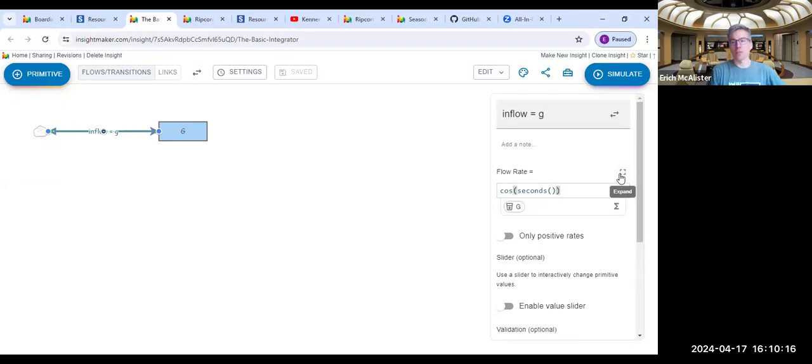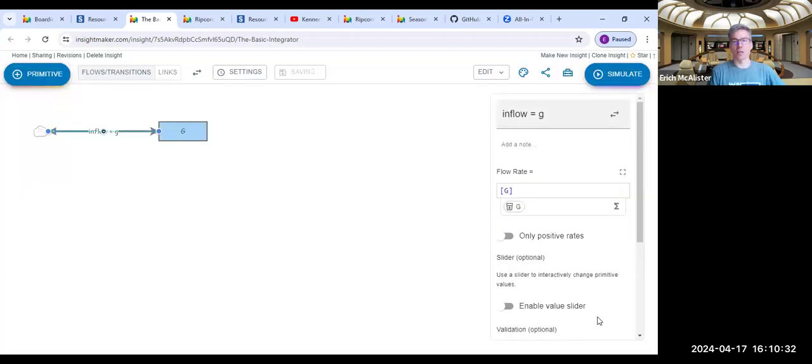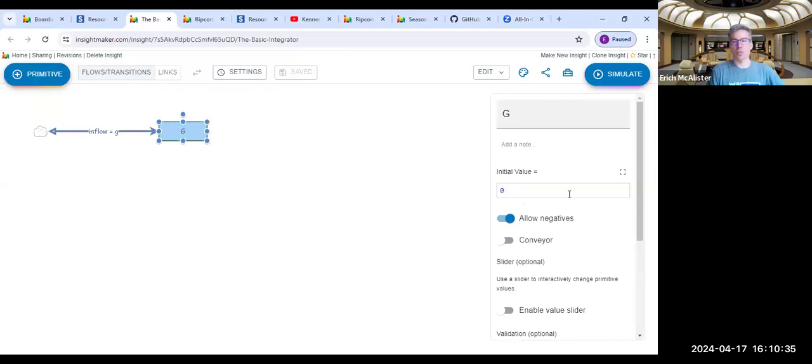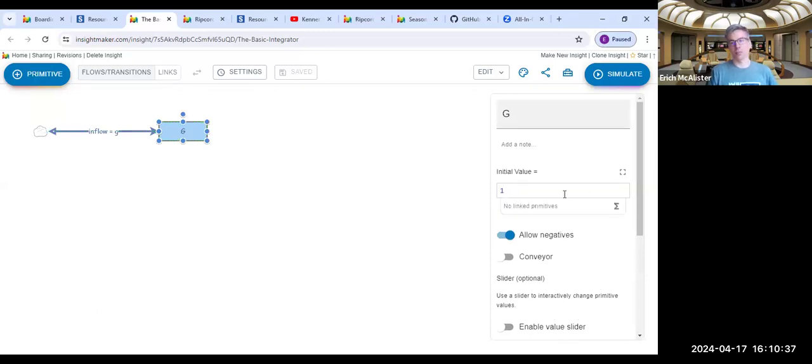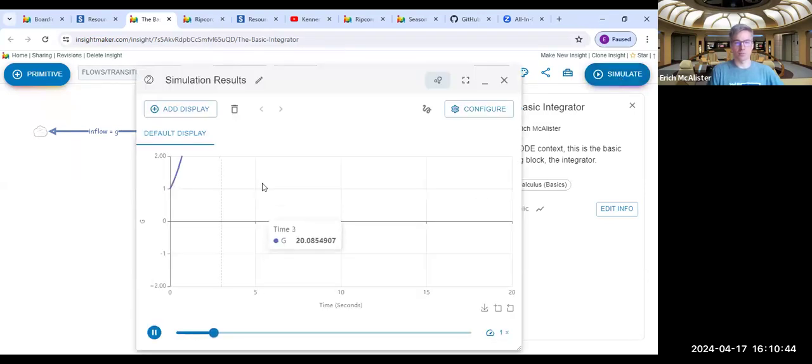But the other thing you can do, I'm going to say expand there. I'm going to get rid of this. And the reference is big G. So if I say the inflow equals the function, I'm going to say apply. Now I'm going to change my initial value to 1. And I should get e to the x, or e to the t. And in that window, it looks like e to the t.